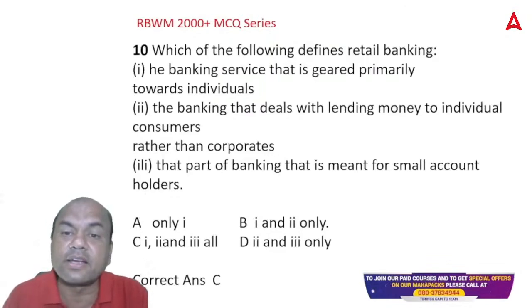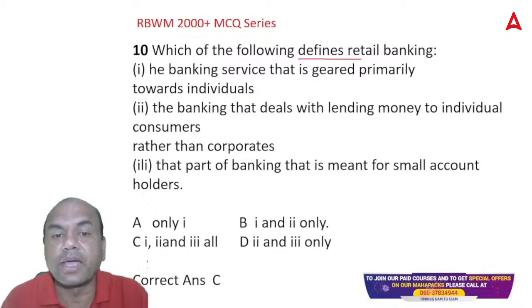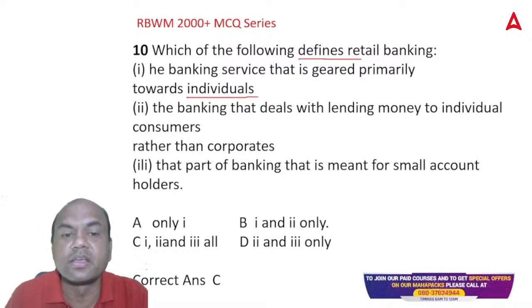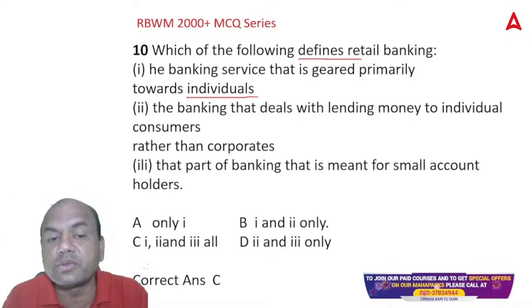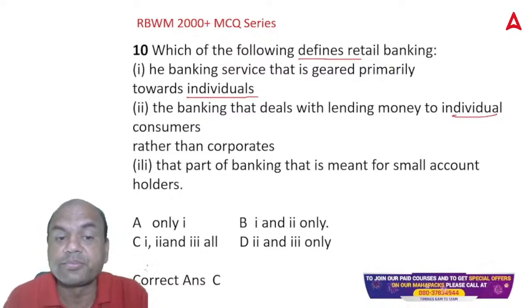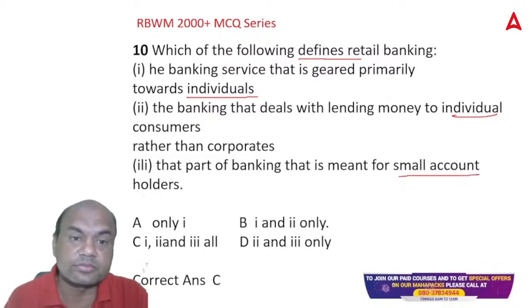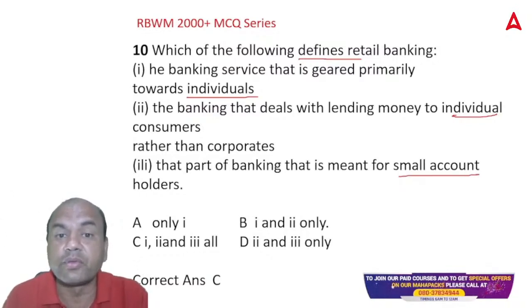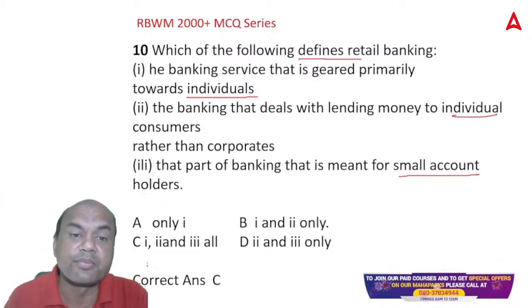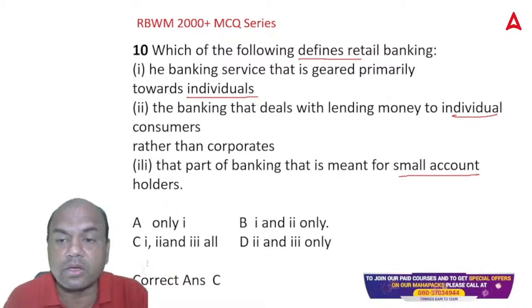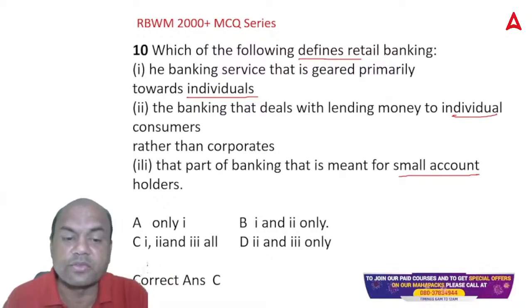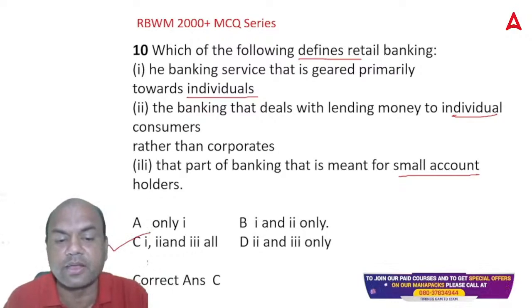Which of the following defines retail banking? The banking service that is geared primarily towards individual customers. The banking that deals with lending money to the individual consumer. So lending money to the individual, that is also right, rather than corporates. And that part of the banking that is meant for small account holders. Here, time is limited now. We have to cover these things in 20-25 minutes. We have many other questions. Answer fast. So is it 1, 2 and 3, all of them? Yes, it is 1, 2 and 3. Correct answer is C. I have written the answer over here.